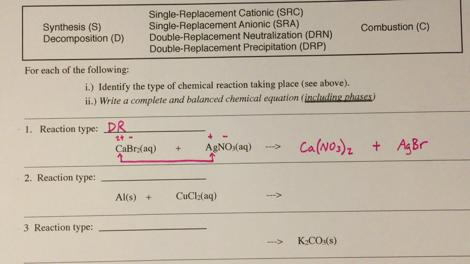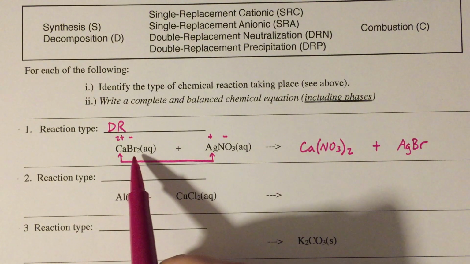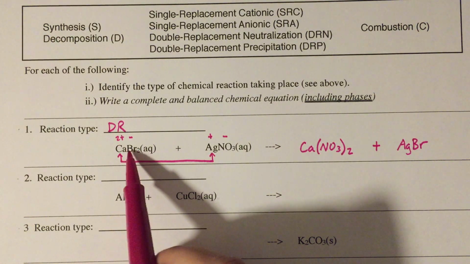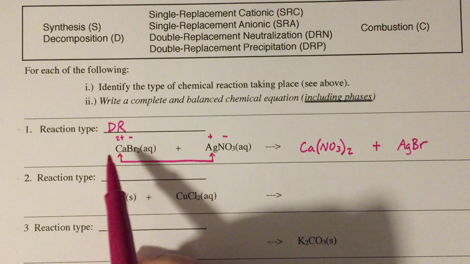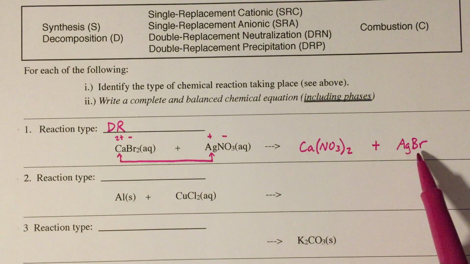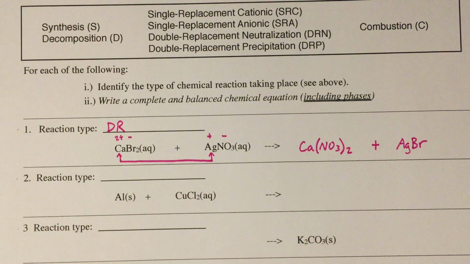Remember, the cation always comes first. And again, notice because they have new partners here, it means that the numbers that they had on the reactant side, like it had Br2 before, that was because it was paired with calcium. You needed 2 bromides. Now that it's paired with silver, you don't need 2 bromides because the charges already cancel out. So just be careful of that.